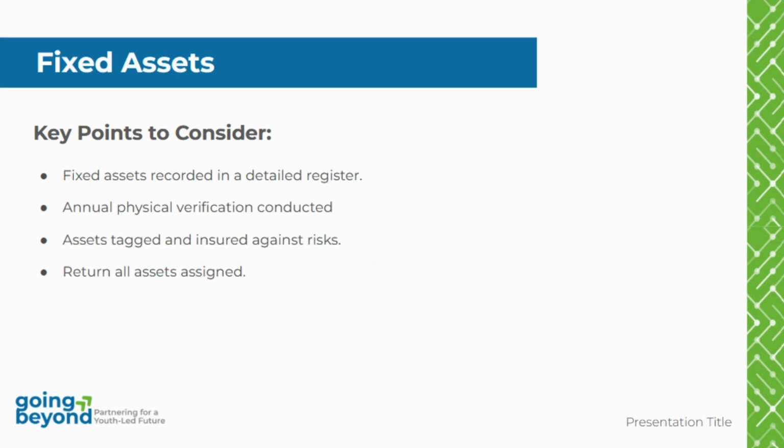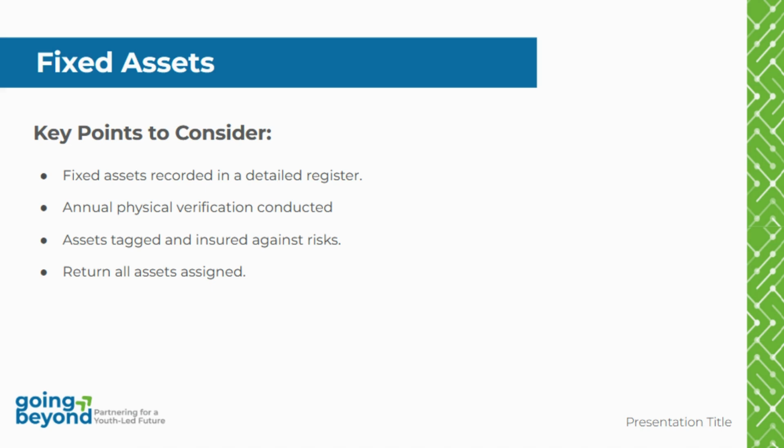Fixed asset management ensures that organizational property is tracked, maintained, and safeguarded. 1. All assets are recorded in a fixed asset register with details such as purchase date, cost, location, and condition. This helps in tracking assets effectively. 2. Each asset is tagged with a unique identifier for easy verification and to deter theft. Additionally, assets are insured immediately upon procurement to protect against risks such as theft or damage.